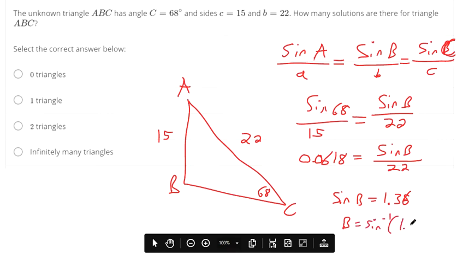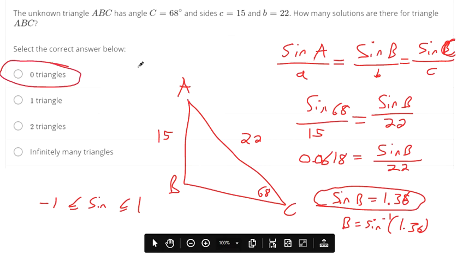So normally what we do to get B by itself is we'd use inverse sine, but the problem with that is, back here from our previous study of trig functions, the amplitude here is 1. That means sine of B has to be somewhere between -1 and +1. So sine of B equaling 1.36 can't happen, because this trig function, sine of x, fluctuates between -1 and +1, never goes up as high as y equals 1.36. So 0 triangles are possible here.